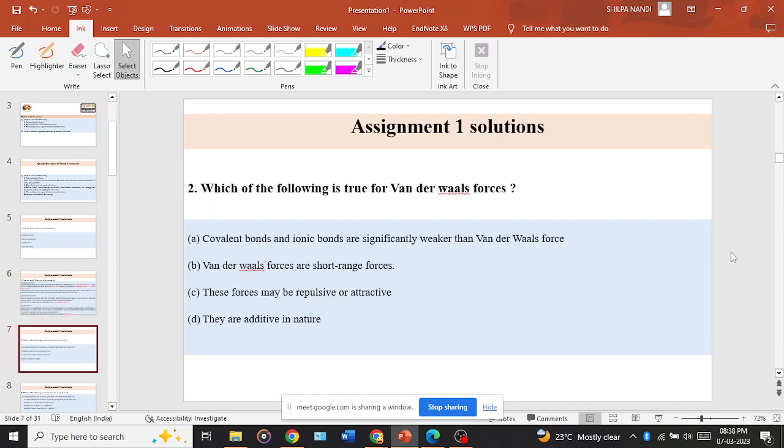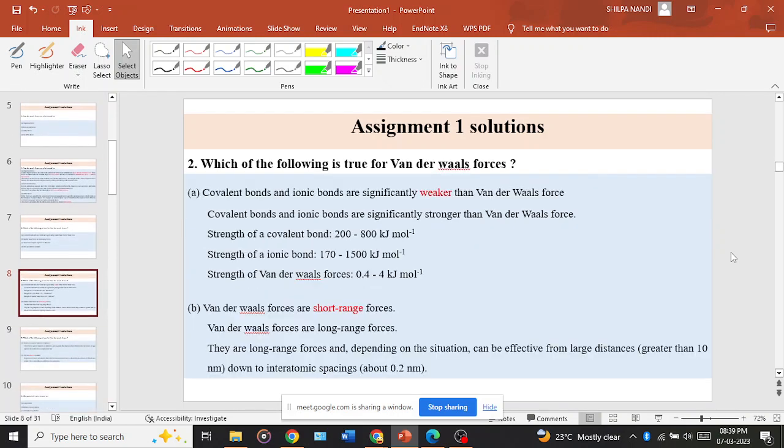Next, we went through which one of the following is true for van der Waals forces. We were given 4 options, and one of them was true, and the others were false. We discussed the specific features of van der Waals forces. The covalent and ionic bonds are significantly stronger than the van der Waals forces and not weaker. Van der Waals forces are also long range forces. They may be repulsive or attractive. And lastly, they are non-additive in nature.